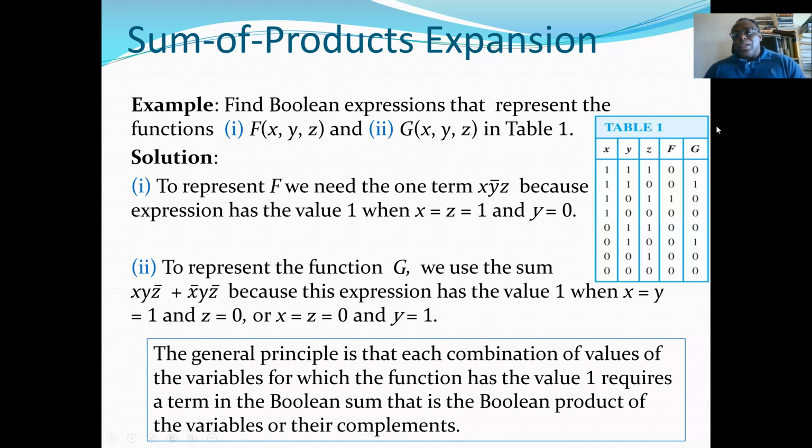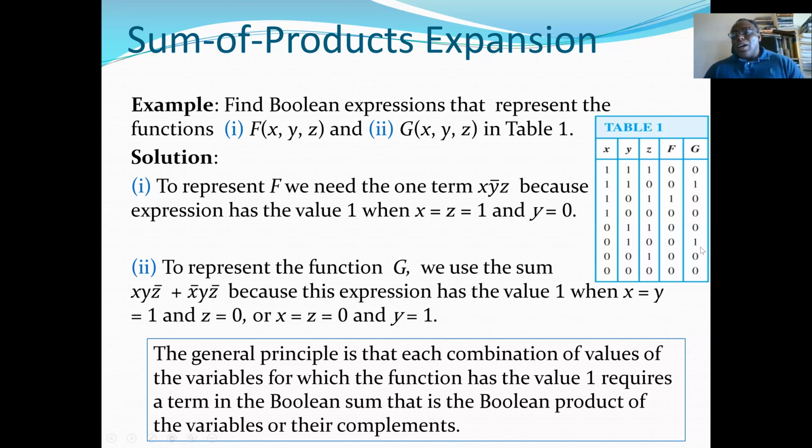When we look at the fifth column, which is the function g, in the second row, we have 1. And when we look at x, y, z in the second row, x is 1, so we have x, y is 1, so we have y, but z is 0. So the term will be x, y, z invert.